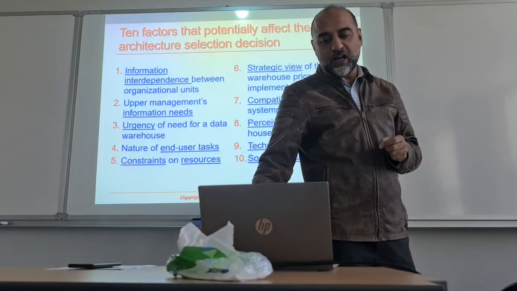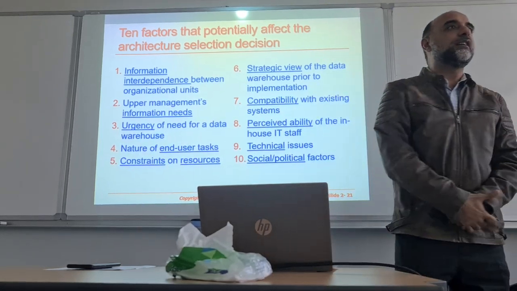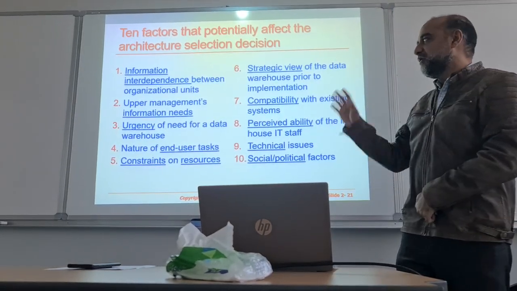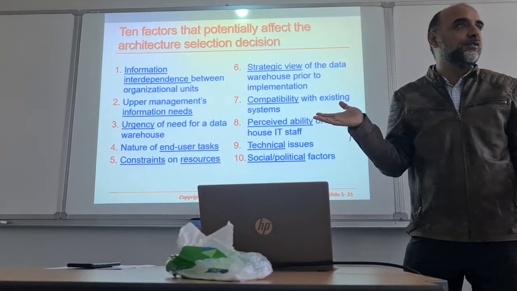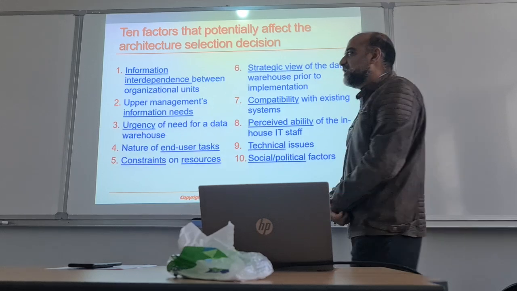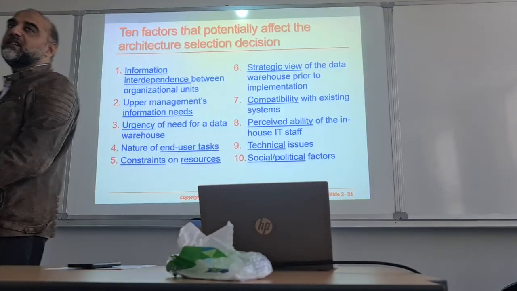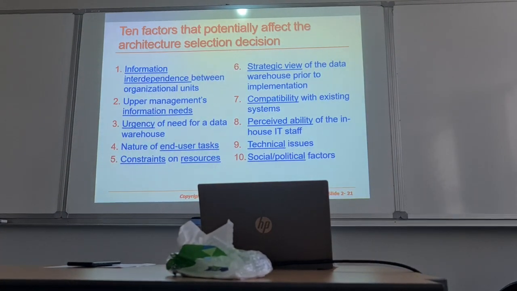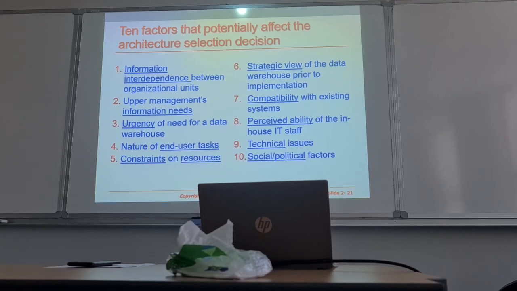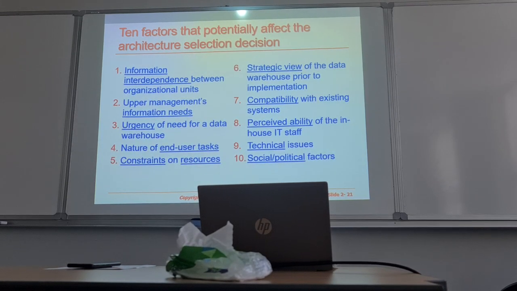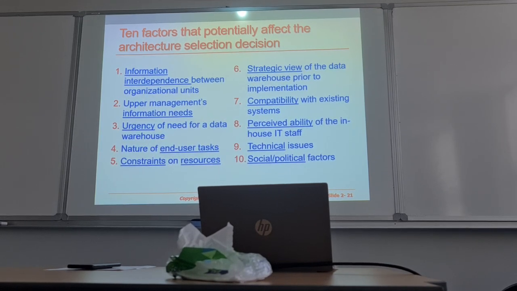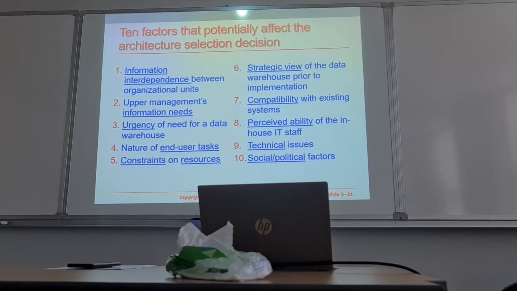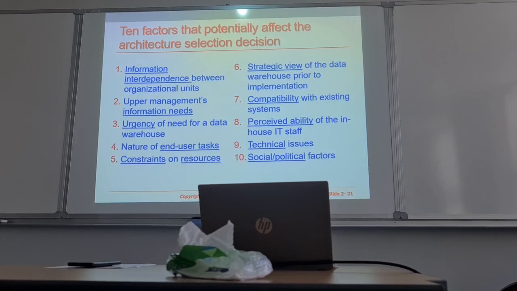But the question that you should ask now is which of these 5 options that I showed you, at least, which one do you need to use? Which one is suitable to you? Okay, so that should be a question that has to be asked. So there are 10 important decision selection criteria that you need to look at to pick whether I need to go for the independent one, the bus one, the star one, and whichever of these 5. Okay, so the first one is information interdependence between organizational units.